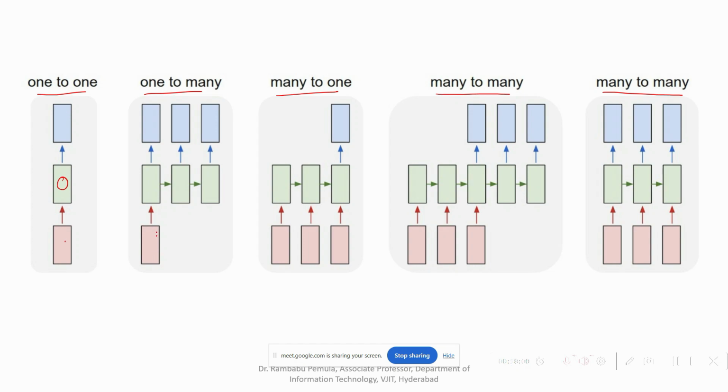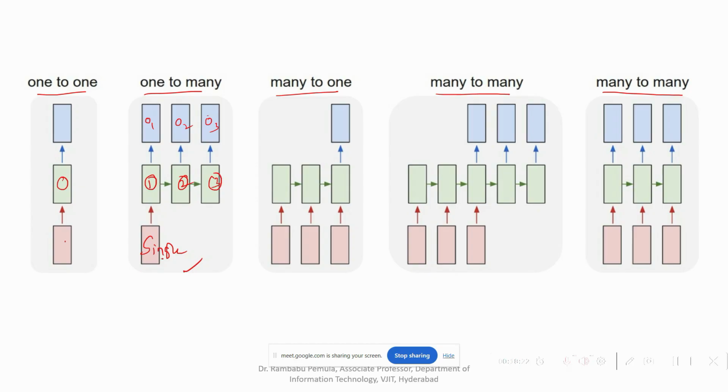In the second model, what happened? We give only a single word, and we get multiple outputs. Here we have different nodes: this is node 1, node 2, node 3, and for each node we generate the outputs O1, O2, O3.